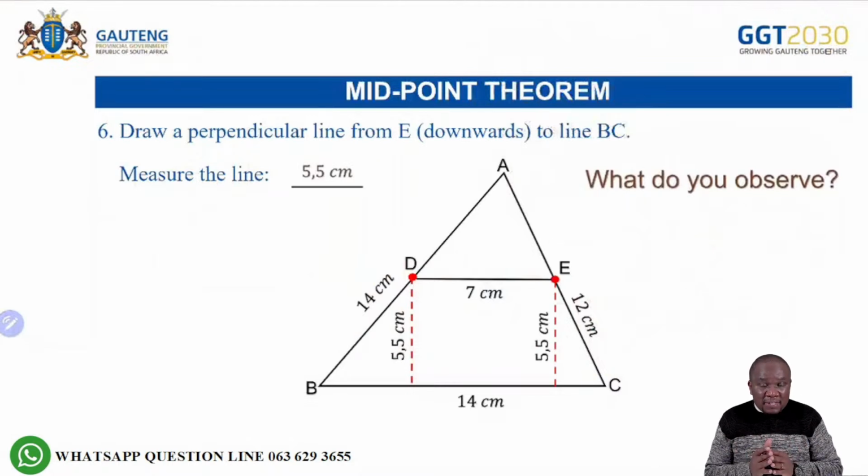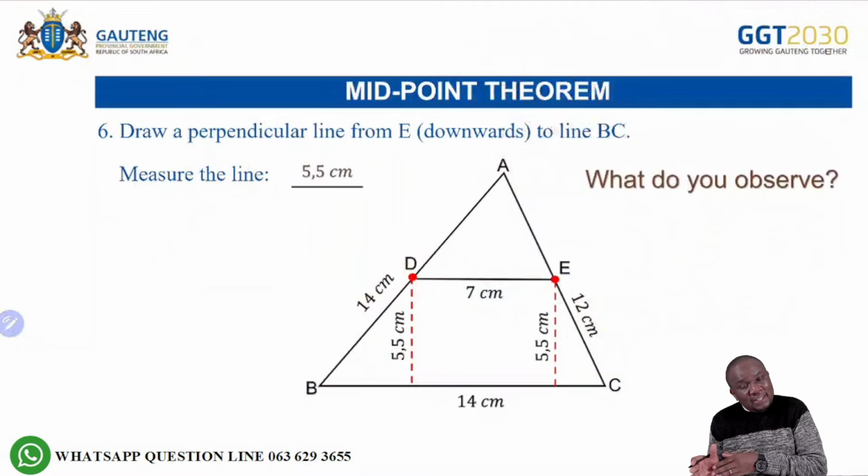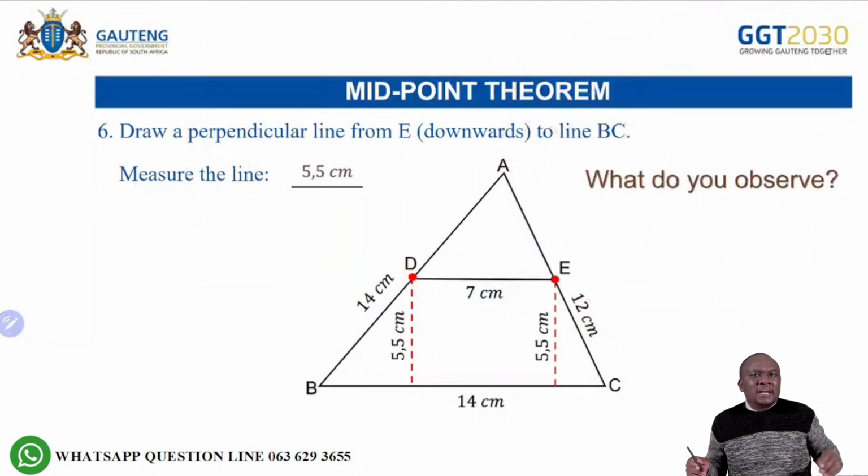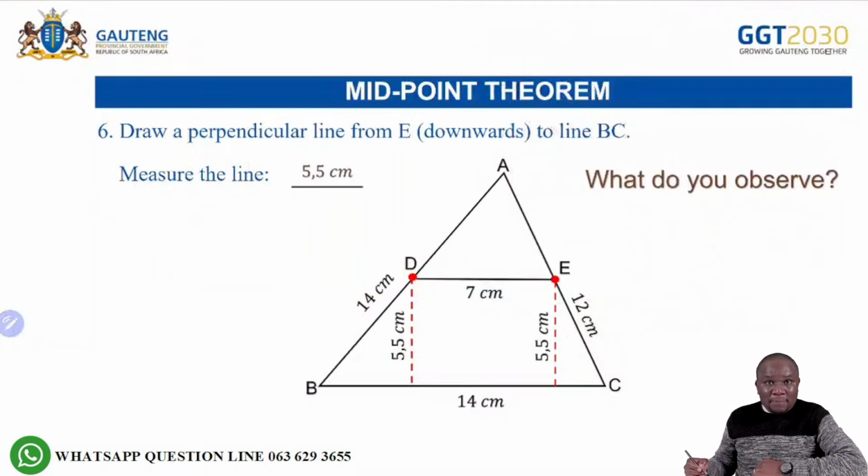The line segment joining the midpoints of two sides of a triangle is parallel to the third side and equal to half the length of the third side. That's the midpoint theorem. Okay, let's write it down. I'll give you 1 minute to write it down.